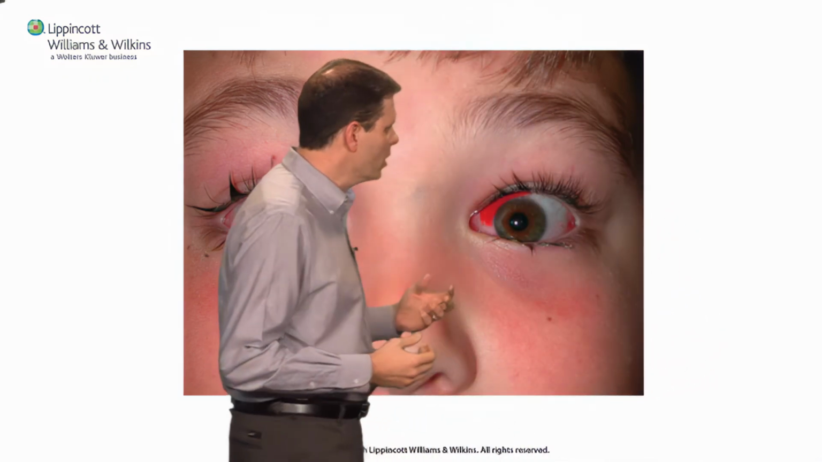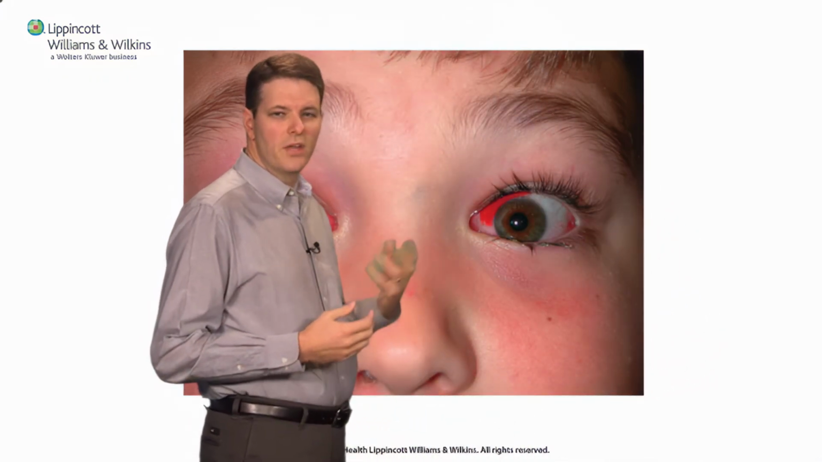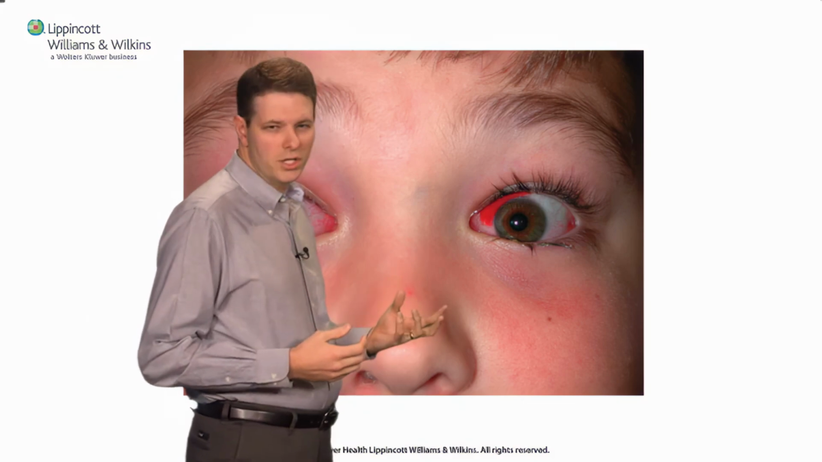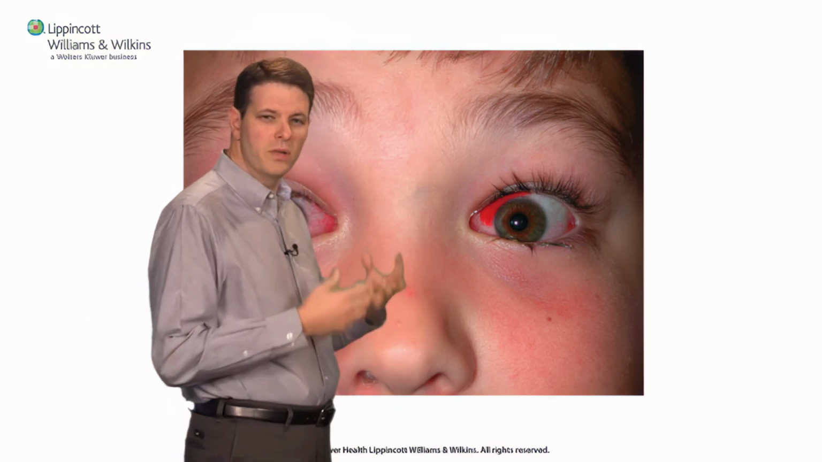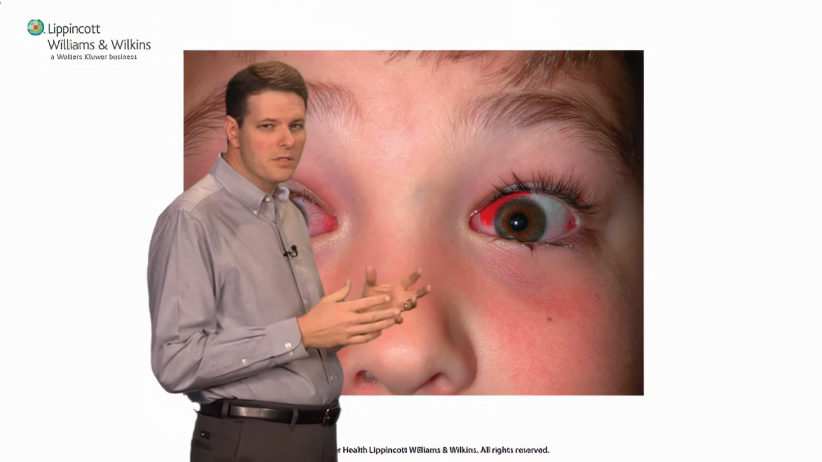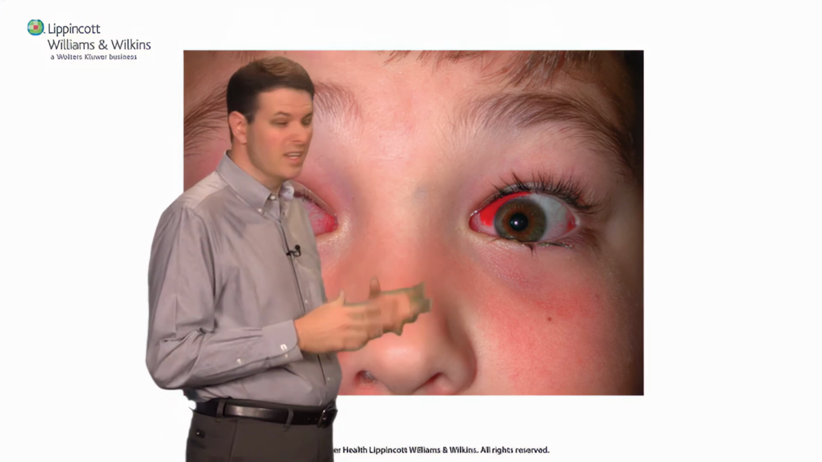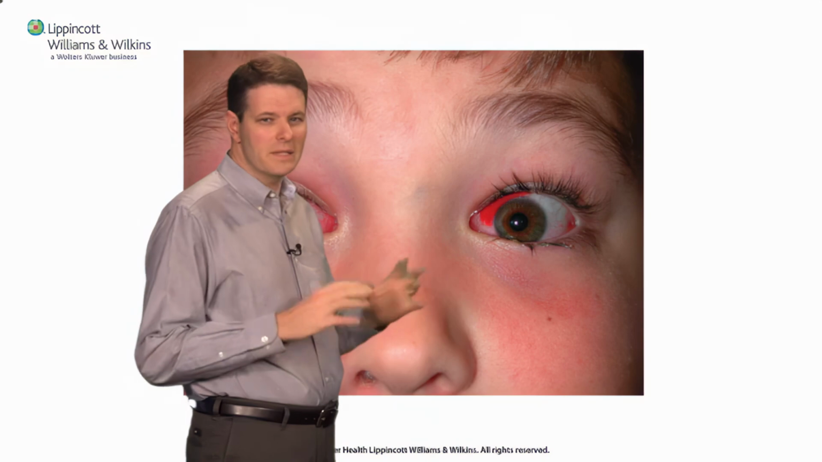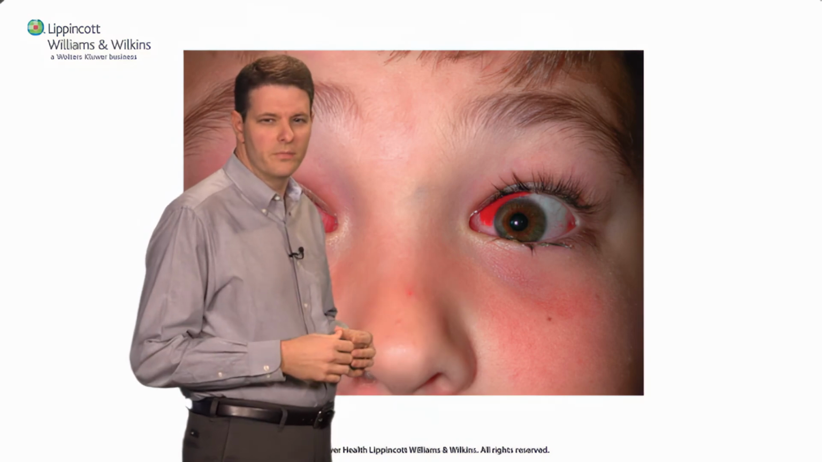Now, what's going on in the left eye? Well, this is another cause of red eye. This is a subconjunctival hemorrhage. So the conjunctiva bled a little bit, and the blood is kind of trapped between the conjunctiva and the sclera. It looks really nasty, but it's completely benign and it resolves on its own.